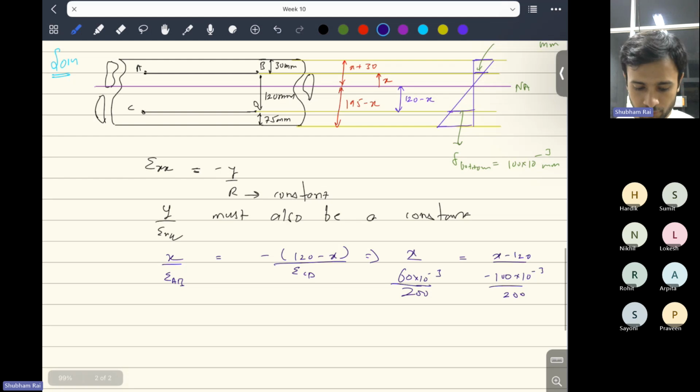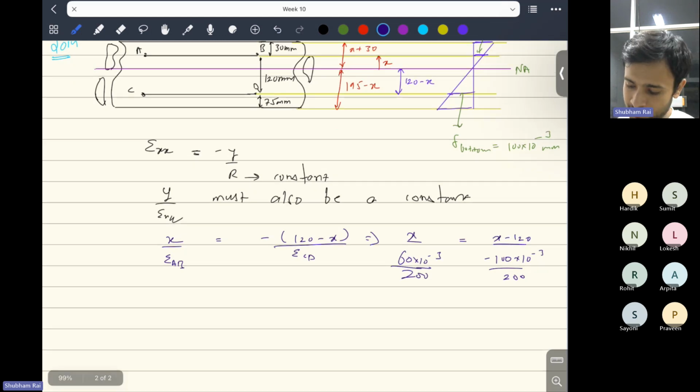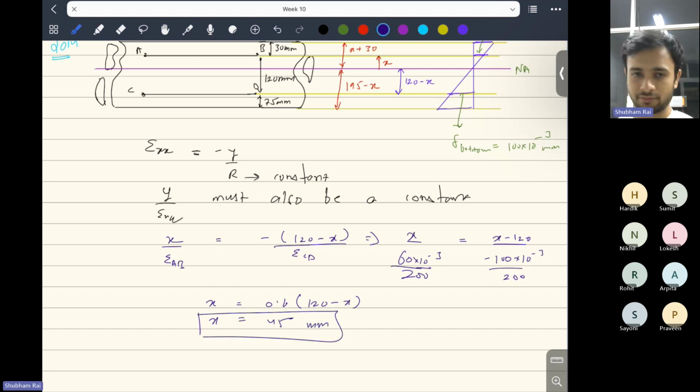Now from here, this equation, you can calculate the value of x. So if you calculate, you'll get x is equal to 0.6 times 120 minus x, right? And if you solve finally, you will get x is equal to 45. So x is 45 mm.